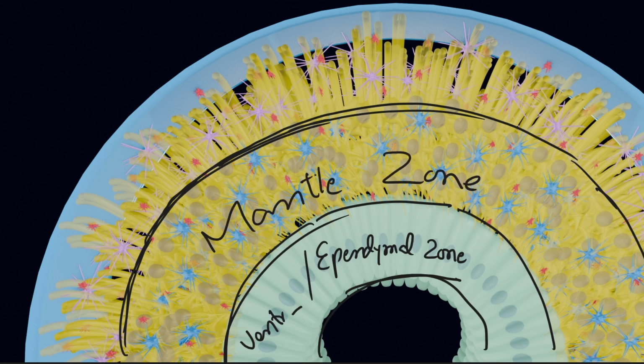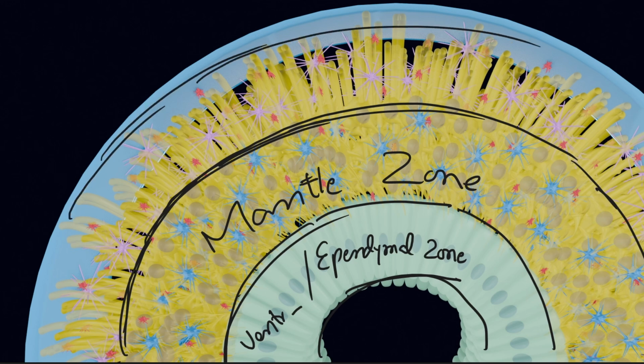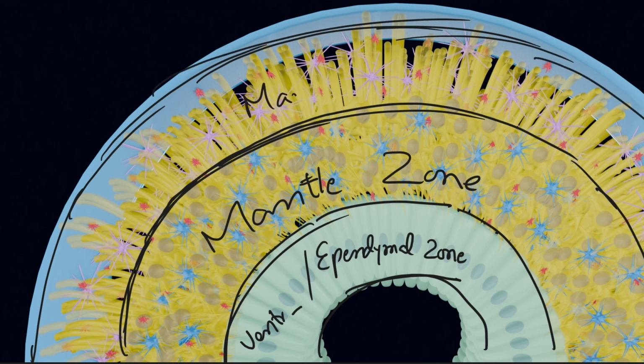So mantle zone, right? And then we have these axons, these axonal processes, forming the white matter, and this is the marginal zone. And of course we also have these microglia, these red ones, interspersed in between. We have these astrocytes, we have oligodendrocytes, and so on. And this mantle zone is also called the intermediate zone.